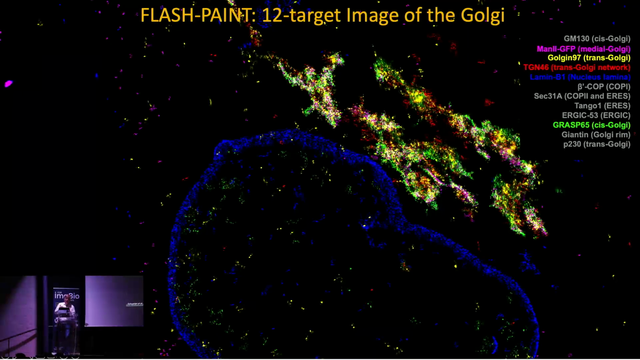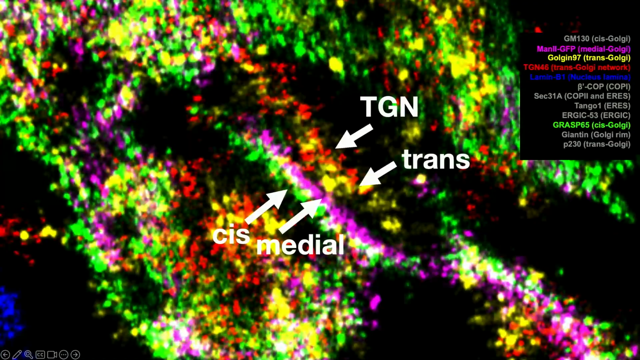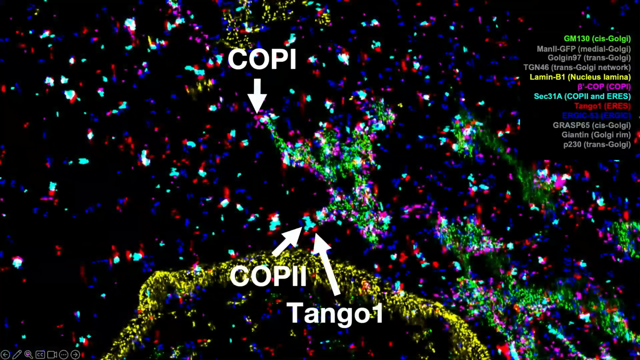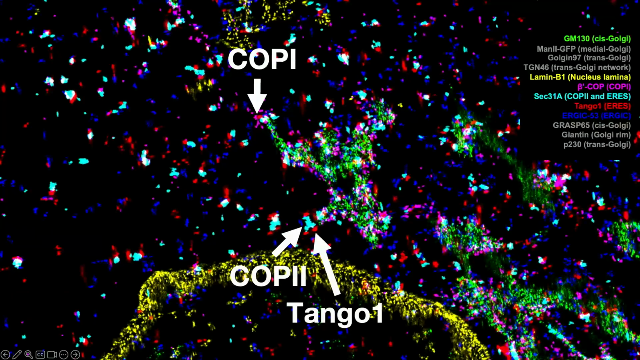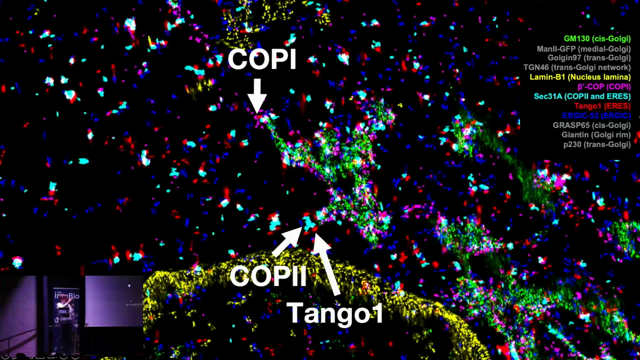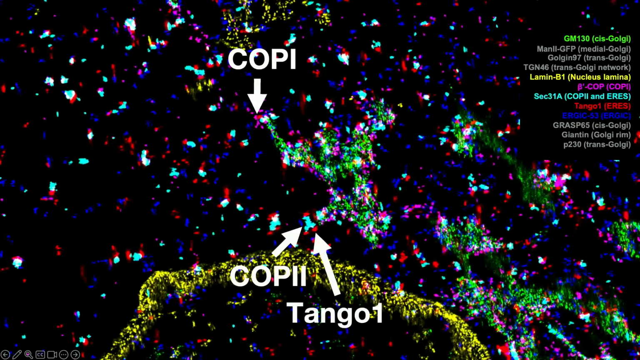But we have 12 color imaging here of the Golgi complex, which I already introduced you to. And so within a single cell, we can see the stacking of the Golgi with the cis, medial, trans-Golgi cisterna and then the trans-Golgi network. We can move to a different area where we now see COP2 vesicles and tubules budding off the exit sites, which are marked by Tango 1.